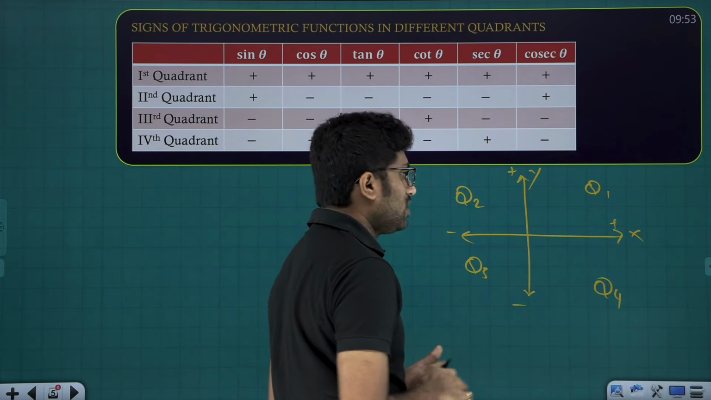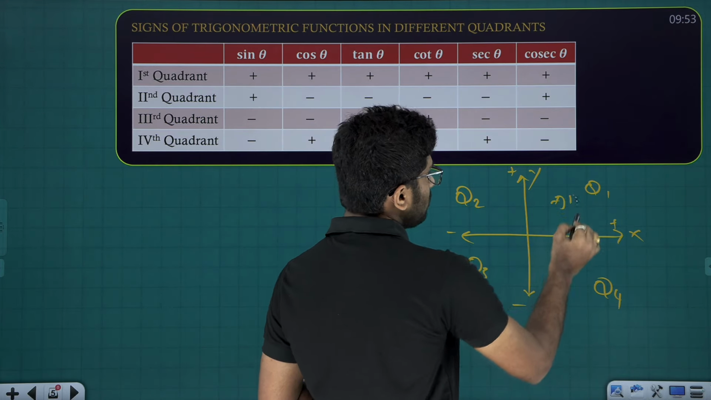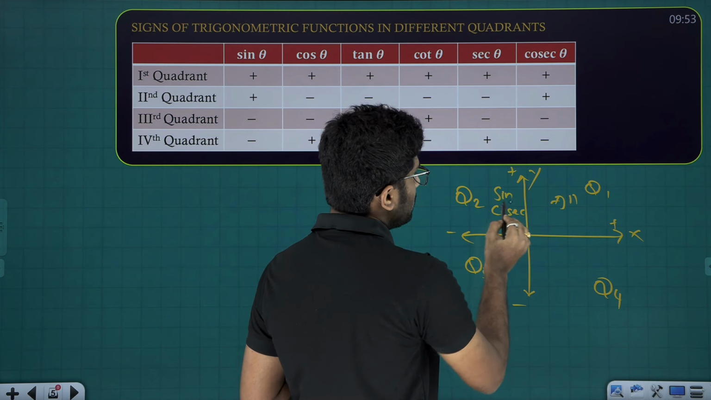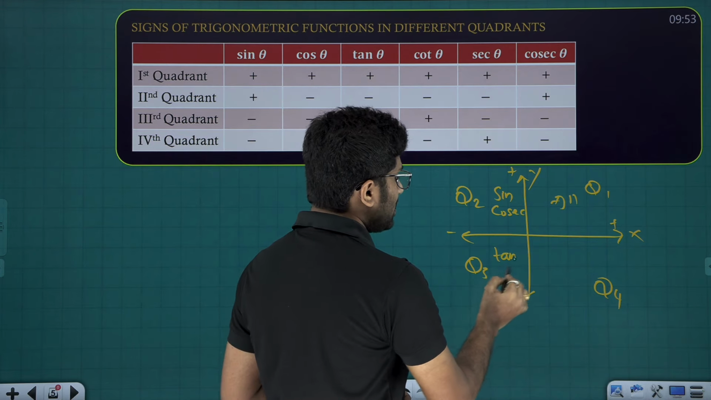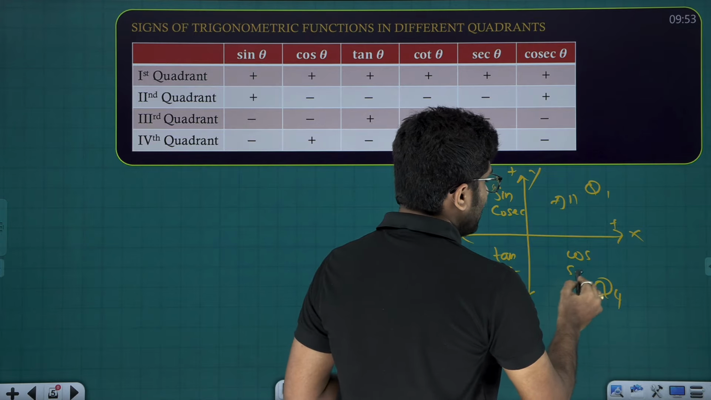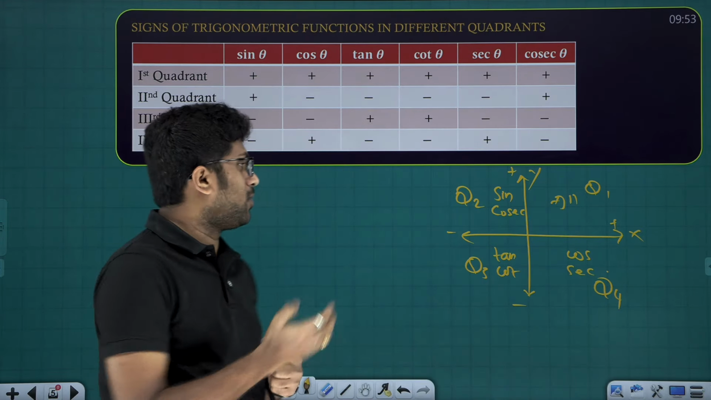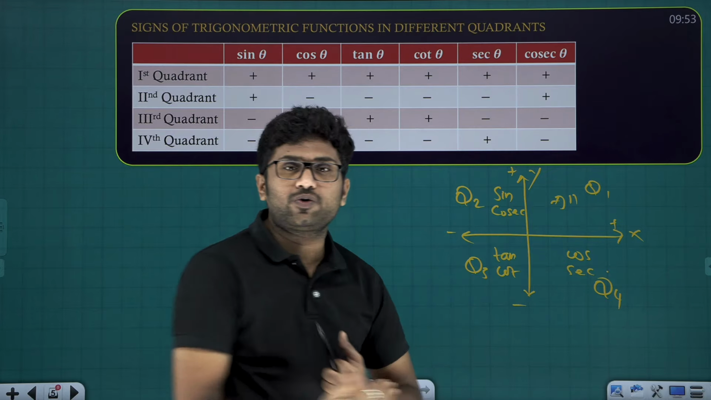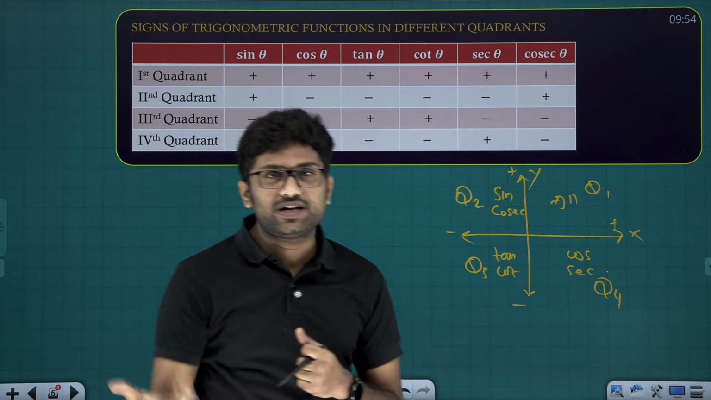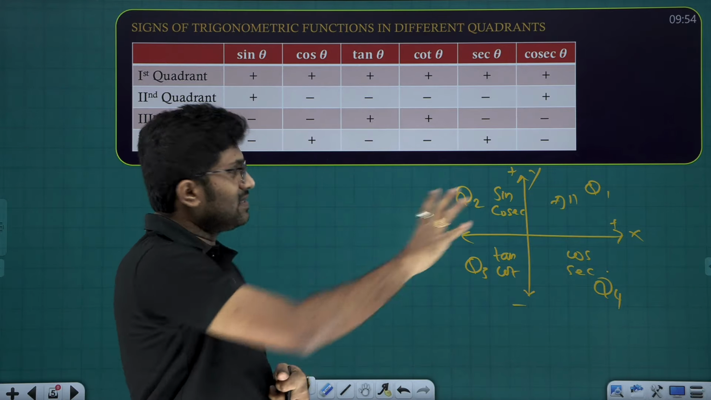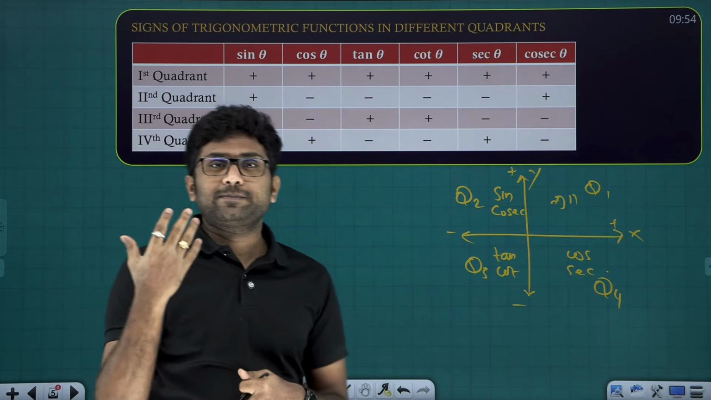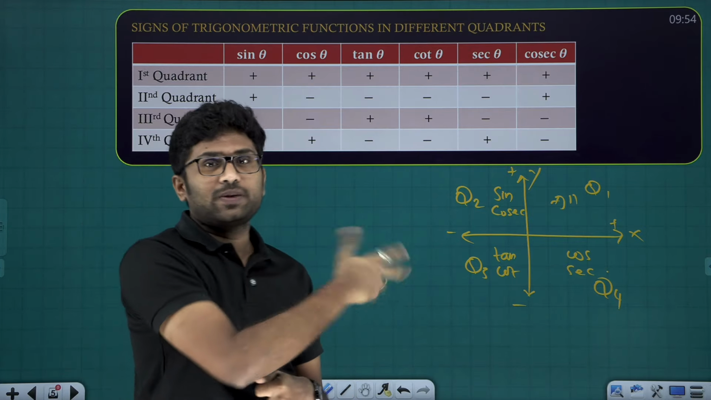So in quadrant 1, all the 6 trigonometric functions are positive. In quadrant 2, only sine and its reciprocal cosecant are positive. In quadrant 3, tan and its reciprocal cot are positive. In quadrant 4, cos and its reciprocal secant are positive. Why are sine and cosecant positive in quadrant 2? Why are tan and cot positive in quadrant 3? Why are only cos and secant positive in quadrant 4? We have already discussed this in the sessions. As this is a recap session, I am just revising it. So this tells us which trigonometric functions are positive in the respective quadrants.